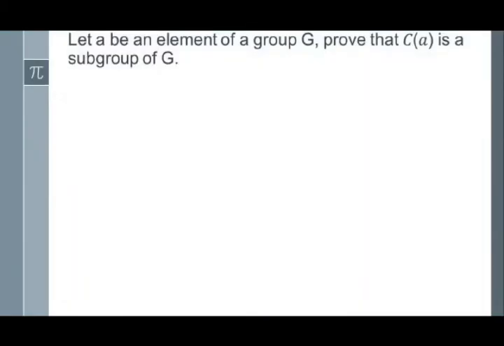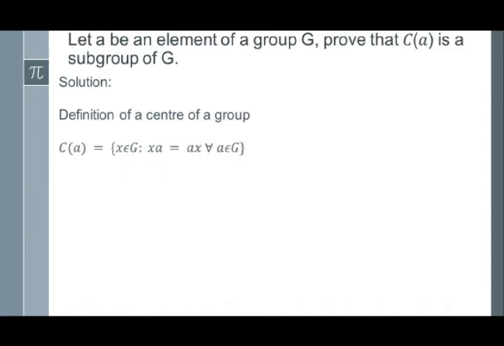Let A be an element of a group G, then we have to prove that C of A is a subgroup of G. Firstly, we have to know the definition of a center of a group. Solution. The definition of a center of a group in this problem is C of A is equal to X, an element of G, such that X times A is equal to A times X for all A an element of G.